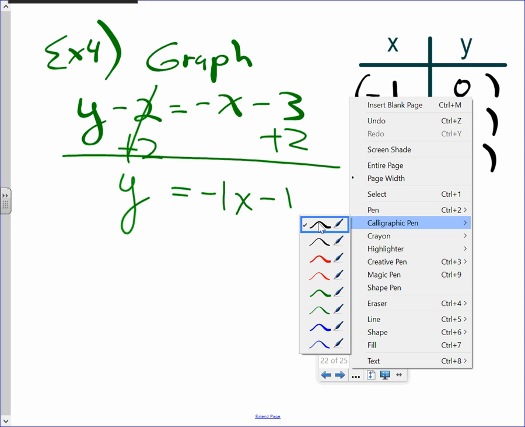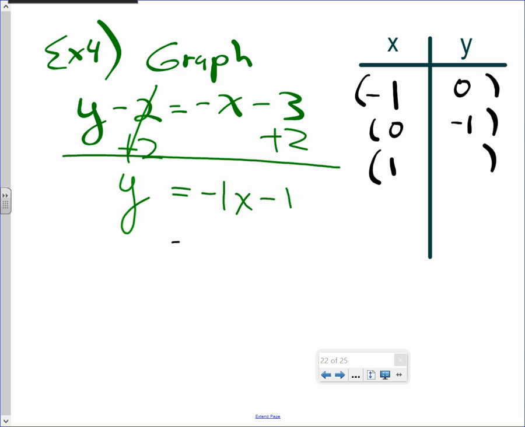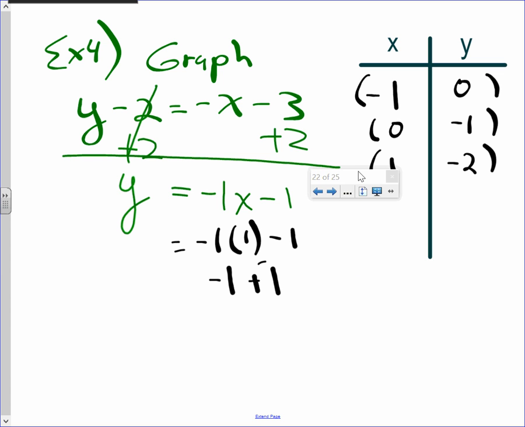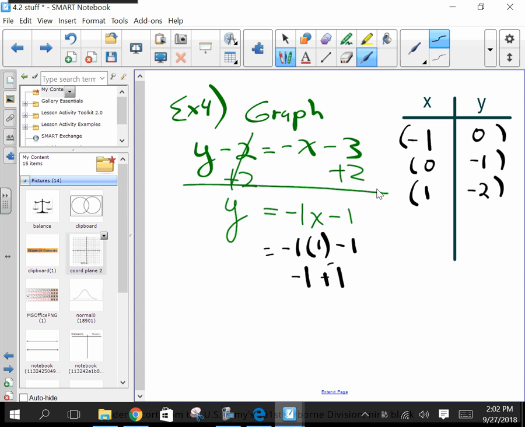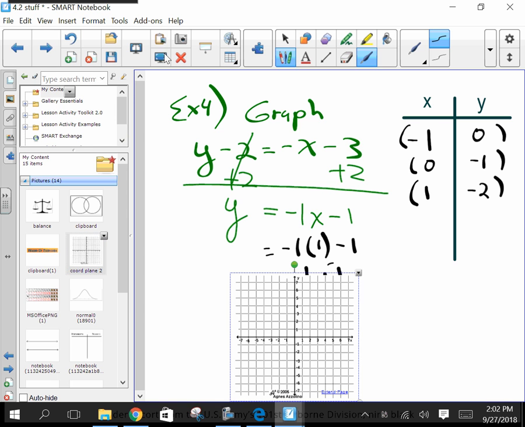Last but not least is 1. So here we go. Negative 1 times 1 minus 1. 1 times 1 is 1. Signs are different, so I know it's going to be a negative 1 here. Minus 1. Careful. This is a plus negative 1. So negative 1 plus negative 2. We're ready to rock and roll. Let me get my graph paper out. Here we go. Let's plot these puppies.